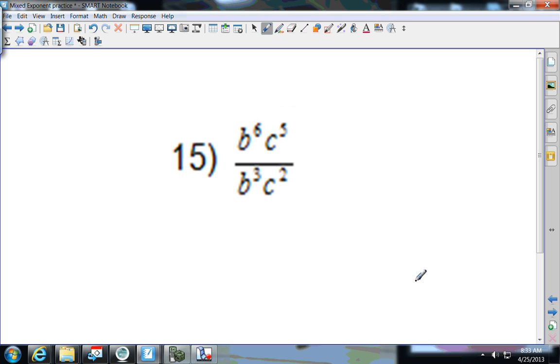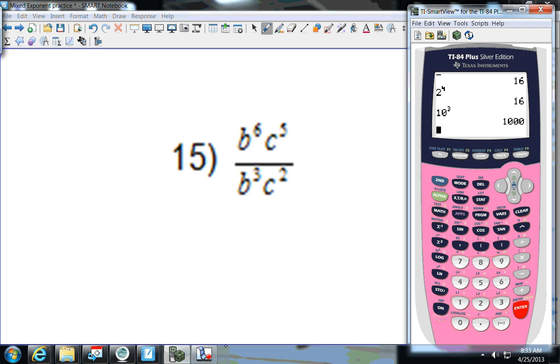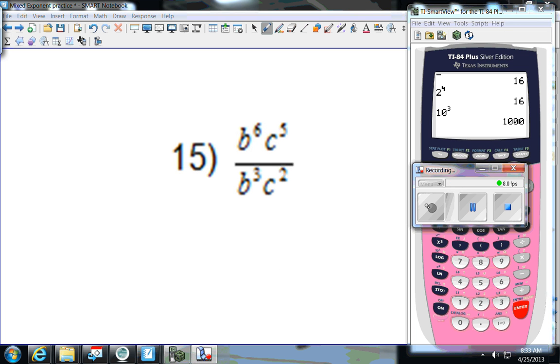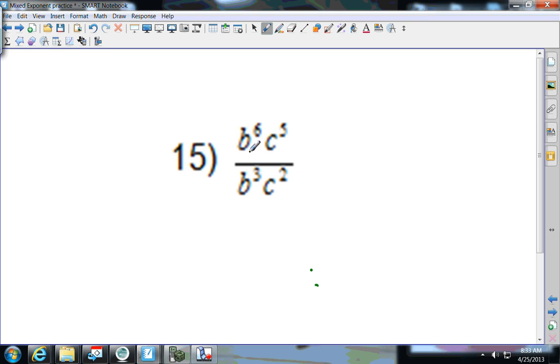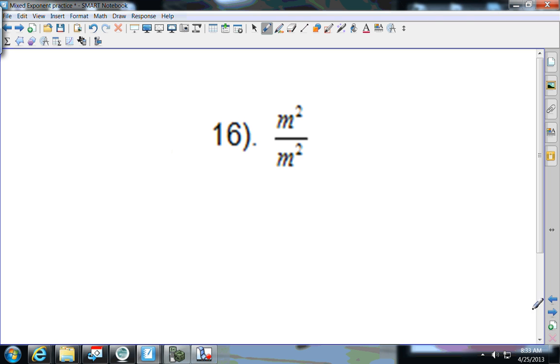Next one. Try this one. All right, b's. We have 6 minus 3, so I have b to the third power. c's, 5 minus 2, c to the third power. That would be your answer right here. When you're dividing, subtract the exponents. There's the next one.